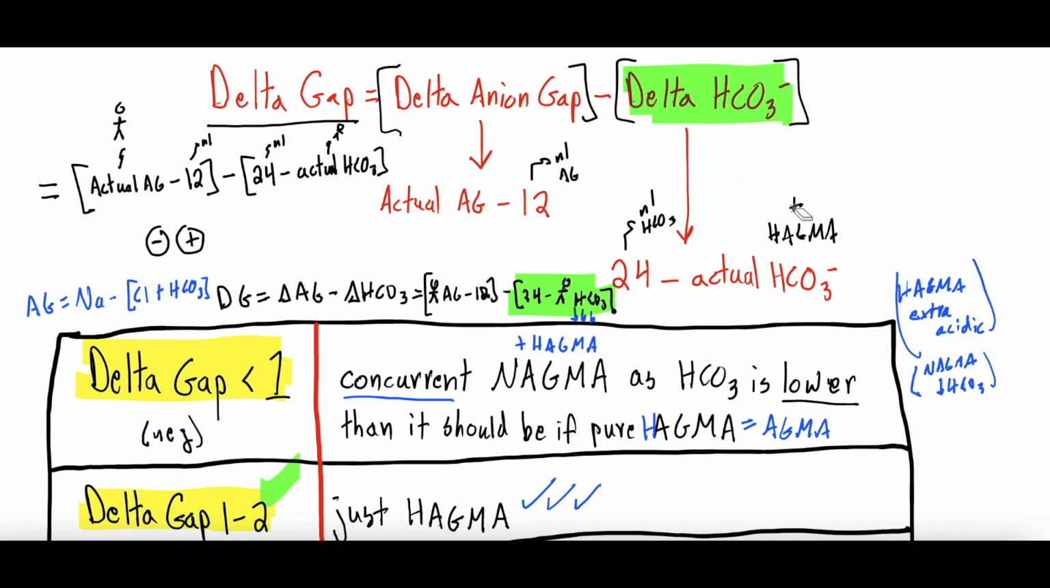Whereas if the delta gap is too high, that suggests that this part of the equation, you have too much bicarbonate. You get more bicarbonate in a metabolic alkalosis, and thus you have a combined high anion gap metabolic acidosis plus a metabolic alkalosis. So it's all about this part of the equation and just how the bicarbonate level changes this part of the equation and thus changes the delta gap.